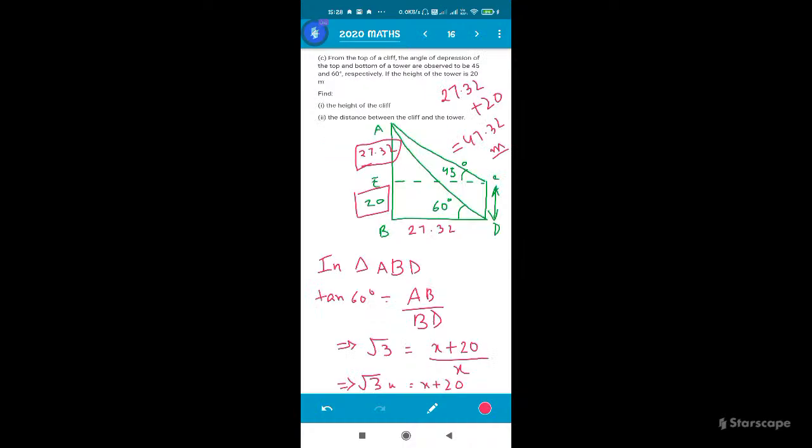So I hope this question is clear to you. Whenever we have questions related to heights and distances, the first and the foremost thing that you have to do, and basically the only thing that you have to do, is make a proper diagram. As soon as the diagram is correct, you can very easily find out whatever values they will ask, because it's just a matter of using trigonometric ratios. So I hope this question is also clear to you. Let's move on to the next question.